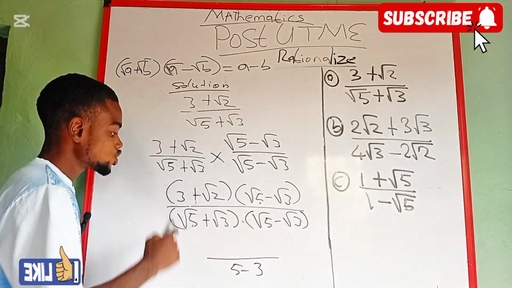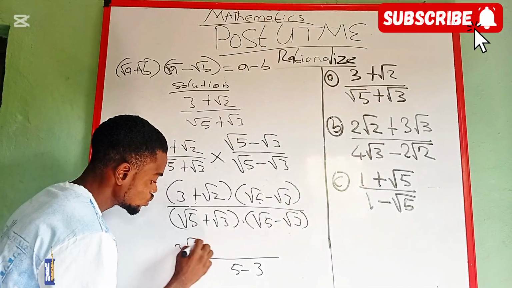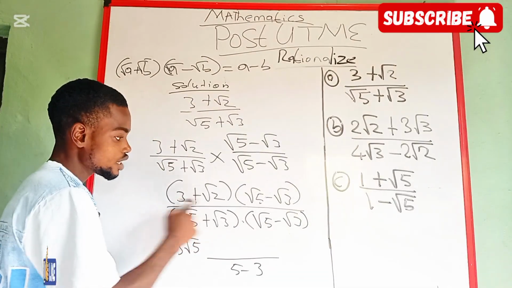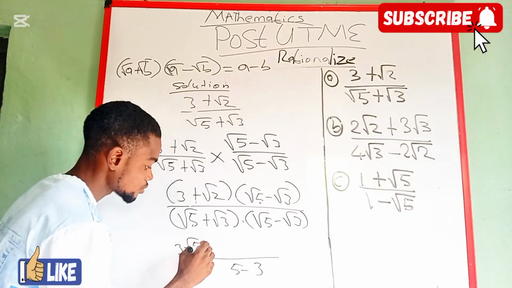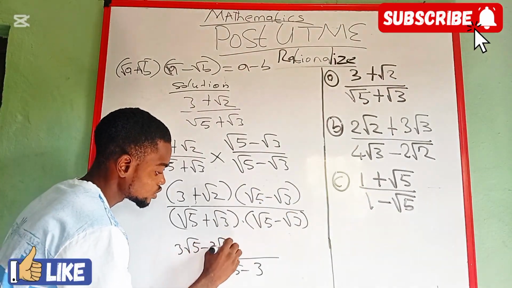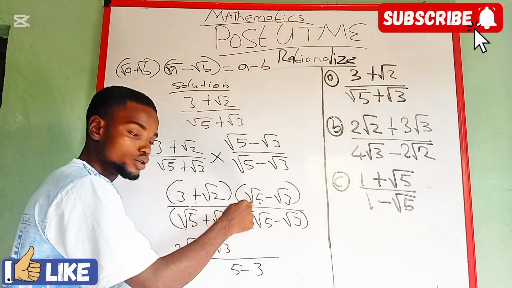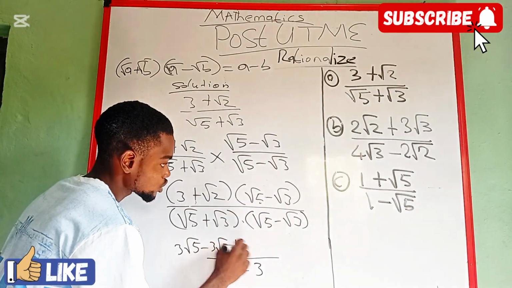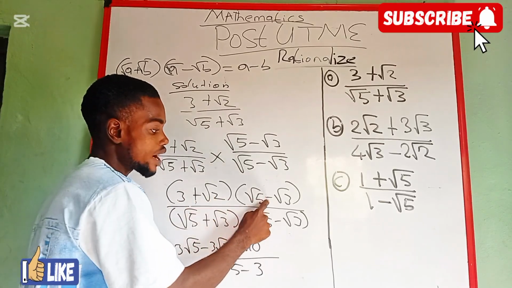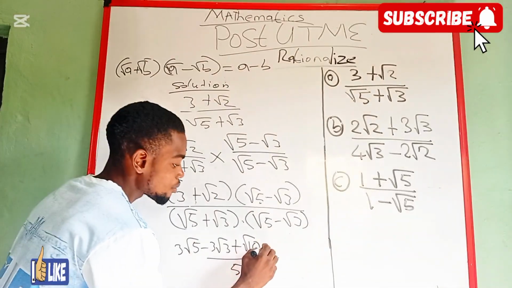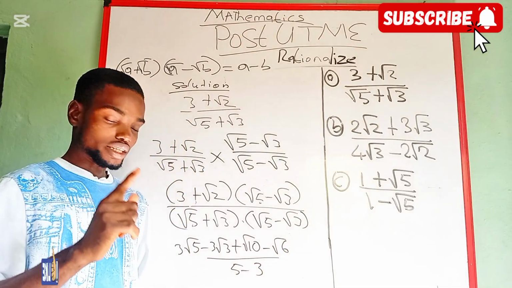Now, I'm going to open or expand this bracket. Expanding this bracket, you're going to have 3 multiplied by root 5, which gives us 3 root 5. 3 multiplied by minus root 3 is going to give us minus 3 root 3. Root 2 multiplied by root 5 is going to give us plus root 10. Root 2 multiplied by minus root 3 is going to give us minus root 6. Now, this is what we have in the end.